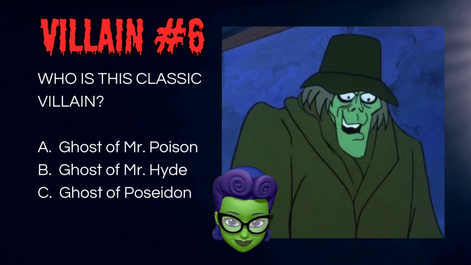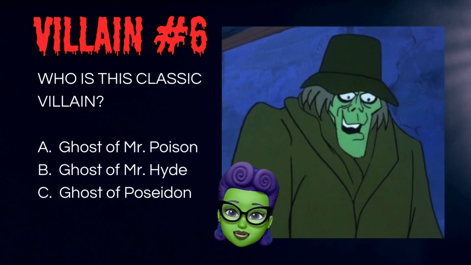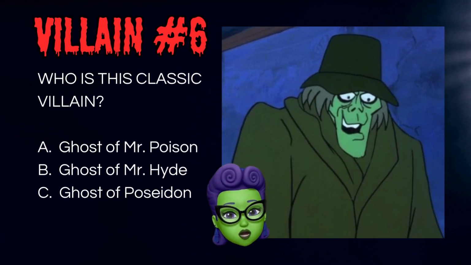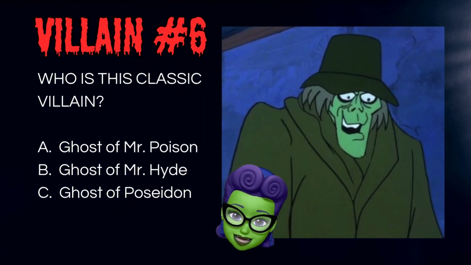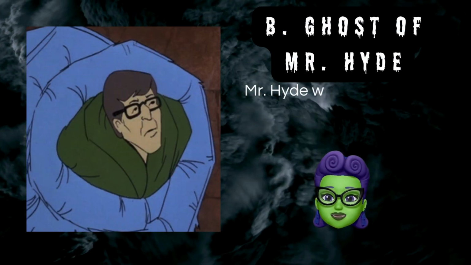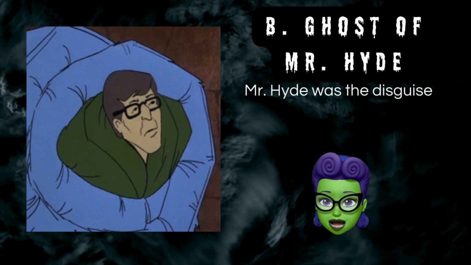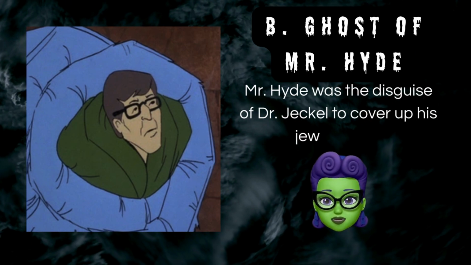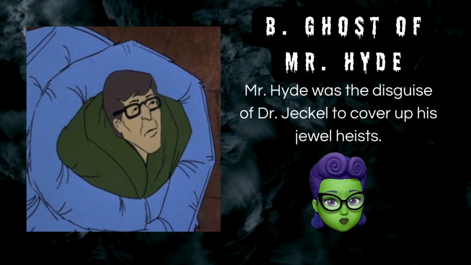Who is this classic villain? A, the ghost of Mr. Poison, B, the ghost of Mr. Hyde, or C, the ghost of Poseidon? The answer is B, the ghost of Mr. Hyde. Mr. Hyde was the disguise of Dr. Jekyll to cover up his jewel heists.